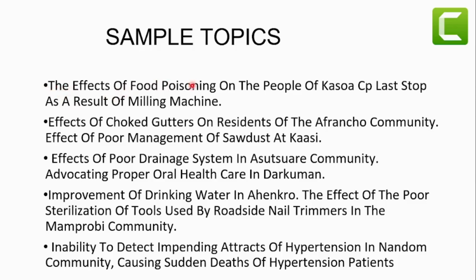This one says the effects of food poisoning on the people of Kaswa livestock as a result of a milling machine. Then I have the effect of choked gutters on residents of Afrancho community. And we have the effect of poor management of sawdust at Kasi. You can see the first three topics look like they are talking about the effect of environmental hazards on the life of the people, right? These topics were accepted, and the goal of this video is for you to be guided to choose topics that will eventually be accepted.